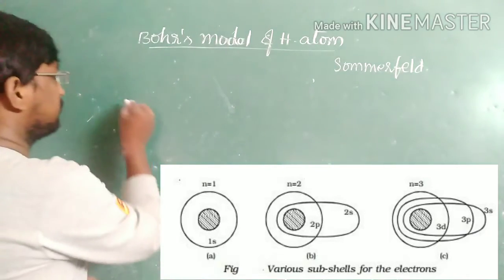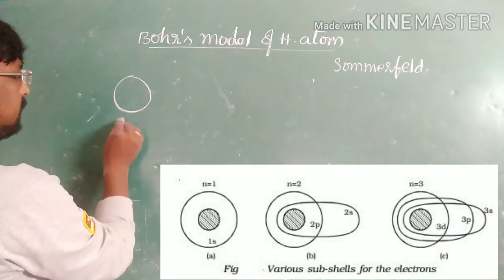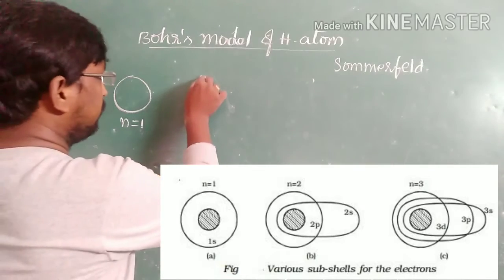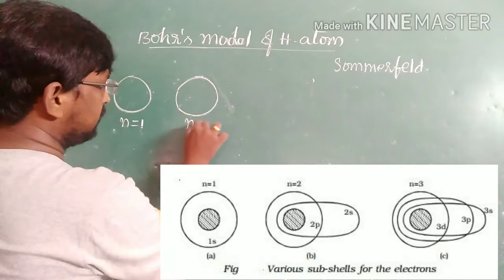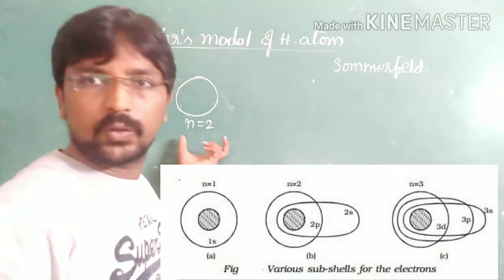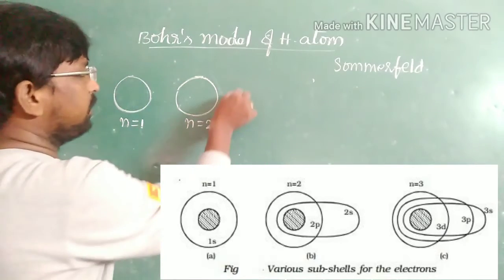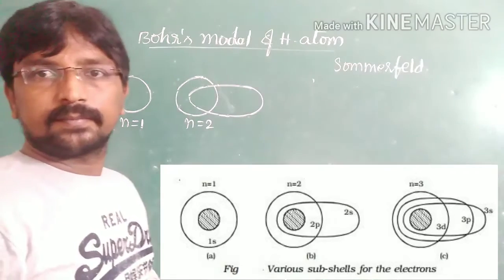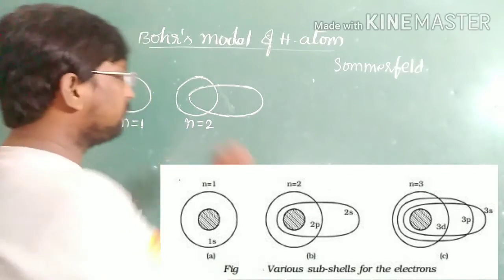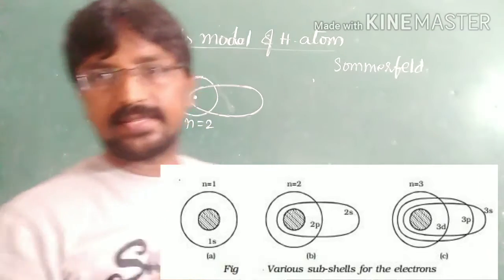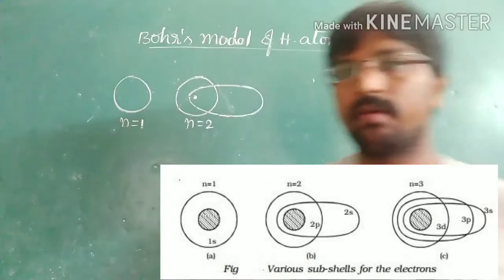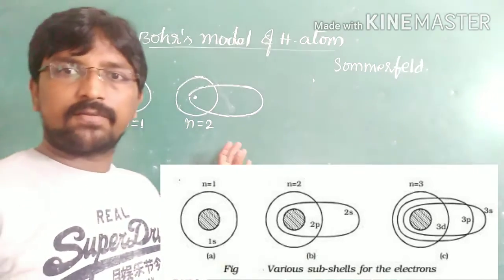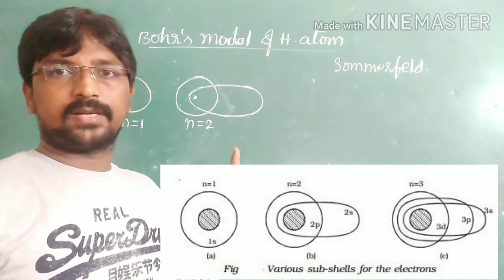This is the first orbit, and it is in circular form only. For the second orbit of Bohr's model, he added one elliptical orbit. And the nucleus of this atom is present as one of the principal foci of the elliptical orbit.